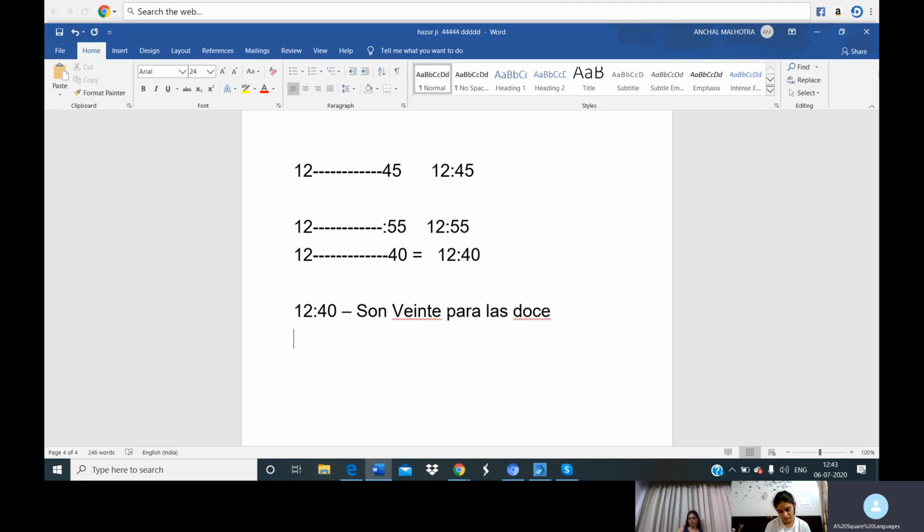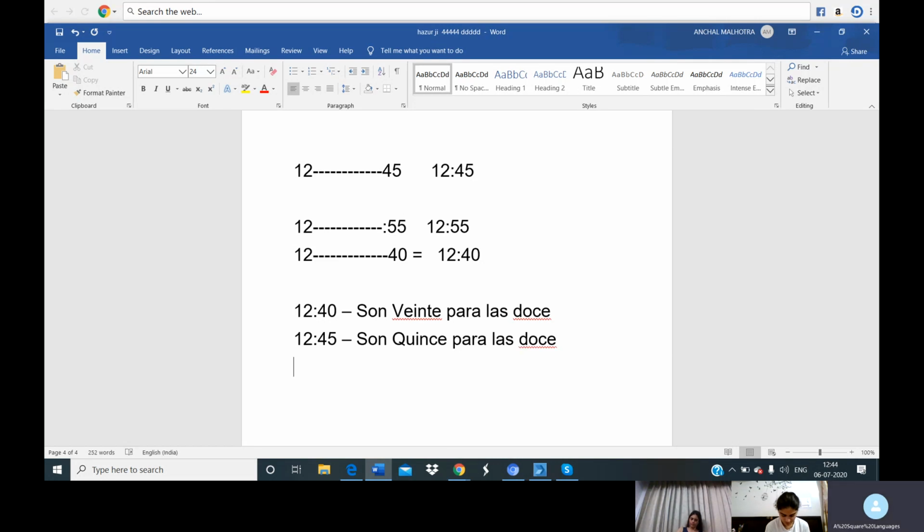For example, if it is 12:45, so what are we left with? 15 minutes. Son quince para las doce. Quince is 15. Para. Is it clear to you, Senora? Yes, sir. Son veinte para las doce because we are left with 20 minutes. Now we are left with 15 minutes. So son quince para las doce. Is that clear to you?